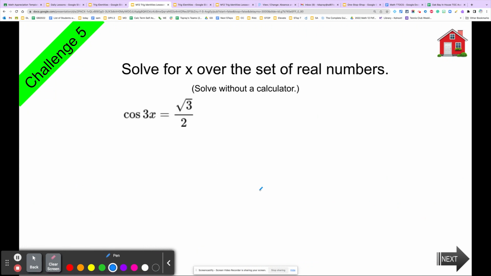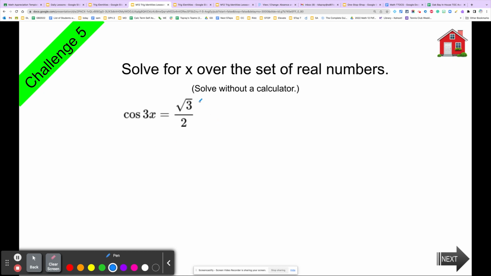Okay, so this is the last one, and this can cause troubles once again. It looks simple enough, but cos 3x equals root 3 over 2. So what I want you to do is turn off the video again and give this a go. Get a little frustrated, or get a little confused, so that when I talk about it, you can see what it is that you were confused by, and then we'll fill in that gap.